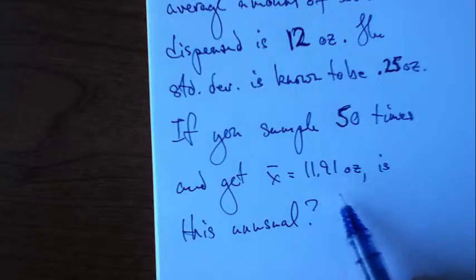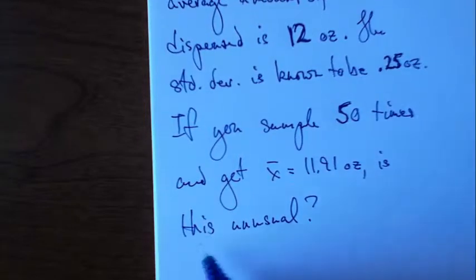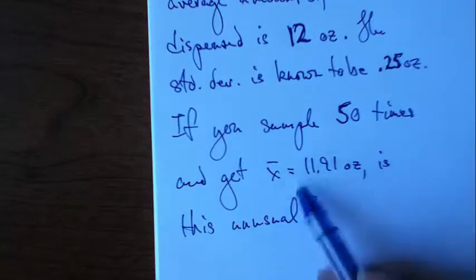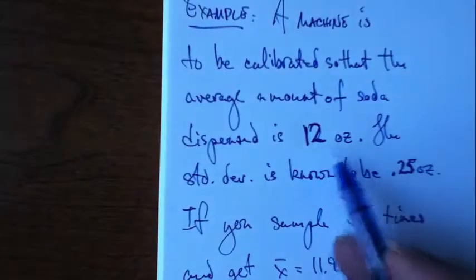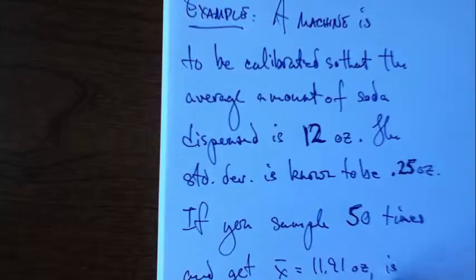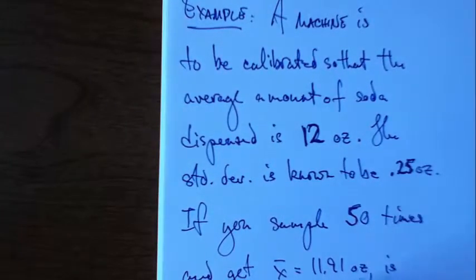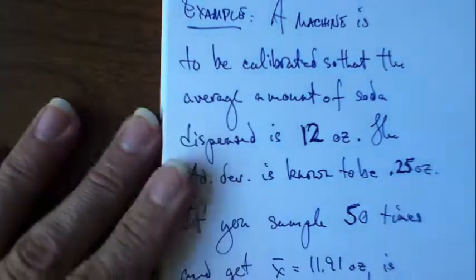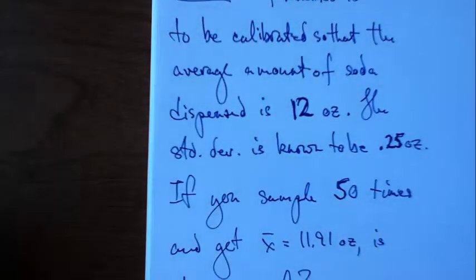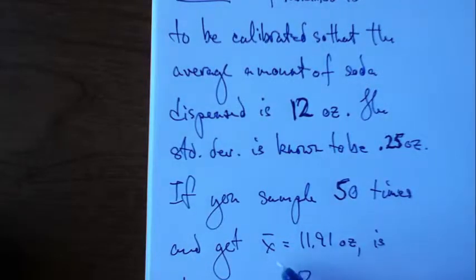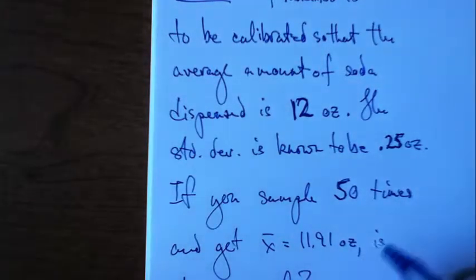Is this unusual? Well, certainly you can see that the sample mean is less than your target average. But the real question here is, is that statistically significant? Now, is a tenth of an ounce really practically significant here? Well, I don't know. Who really cares about a tenth of an ounce? But we are talking about the sample mean for 50 trials. It could be statistically significant.